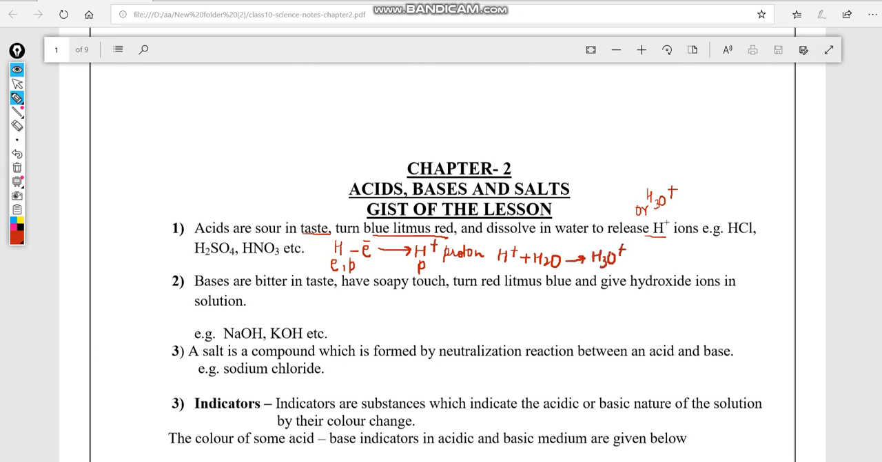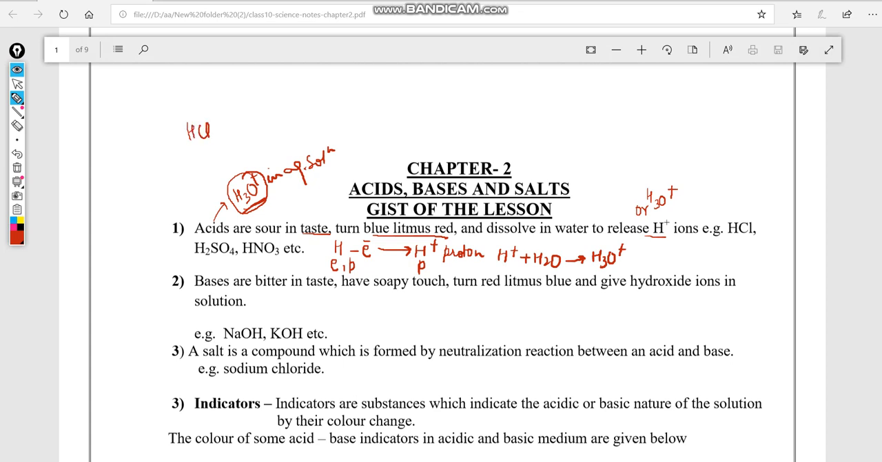hydronium ion. So what is the most appropriate definition of acid? The compound that releases hydronium ion in its aqueous solution. This is clear? Definition of acid: the substance that releases hydronium ion in its aqueous solution is known as acid. And all characteristic properties of acid are due to the presence of this hydronium ion. Only this hydronium ion is responsible for acidic nature. Yes, it is responsible for turning blue litmus to red.